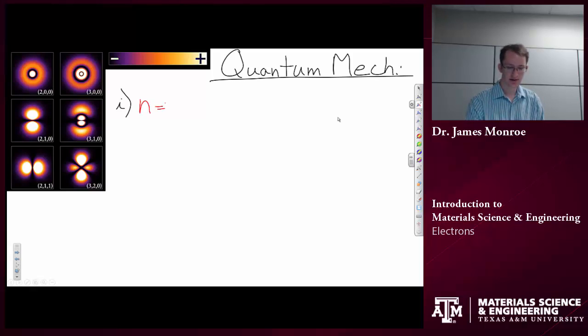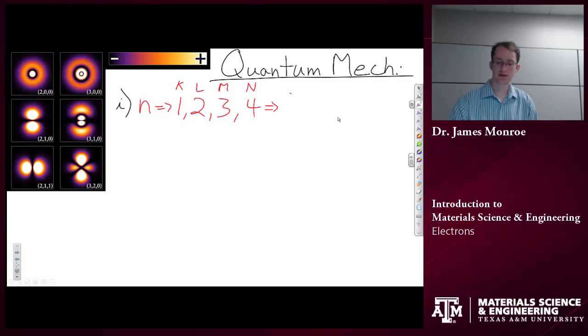N can have a value of 1, 2, 3, or 4. And these might be described in your book as K, L, M, and N. And what this tells us is, it essentially tells us roughly the distance between the electron and the nucleus.